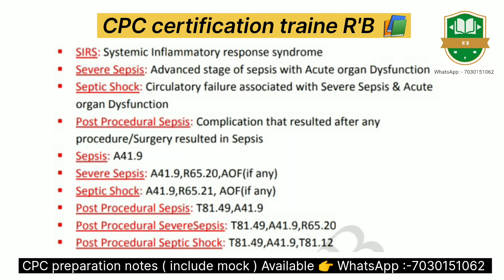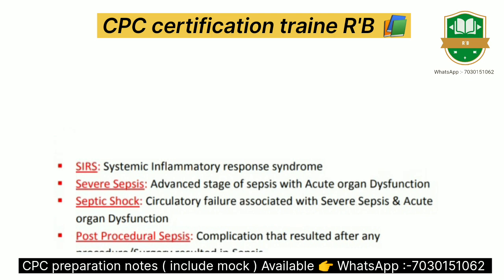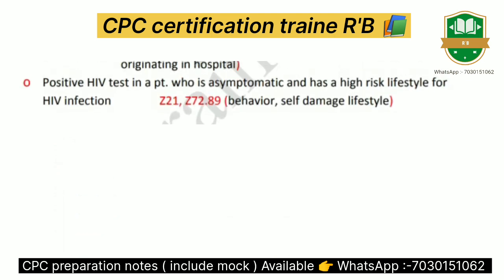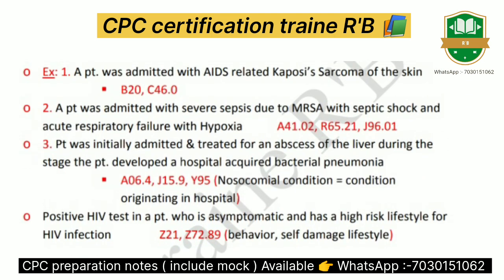Then that question directly specify AIDS. Then you can go to direct B20 code. Then related condition, there are specify Kaposi. Then you can check in alphabetical index Kaposi. In Kaposi, that code is C46.0.